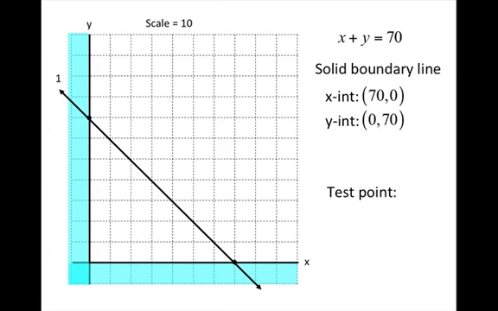Since that does not go through 0, 0, I can test 0, 0. Go to your original inequality, x plus y is less than or equal to 70. If you plug in 0, 0, you get 0 is less than or equal to 70. And this is true. So since 0, 0 was true, everything below the line is true. So I'm going to shade what's false, which is above the line.